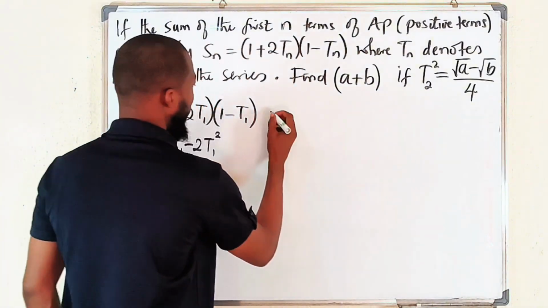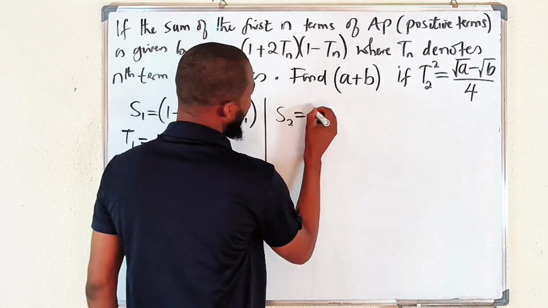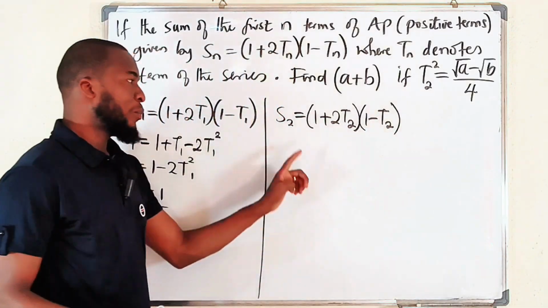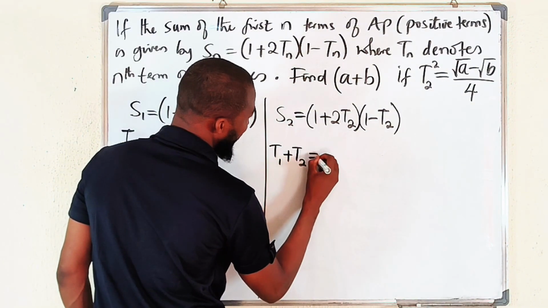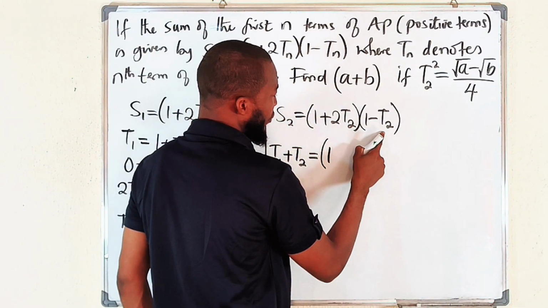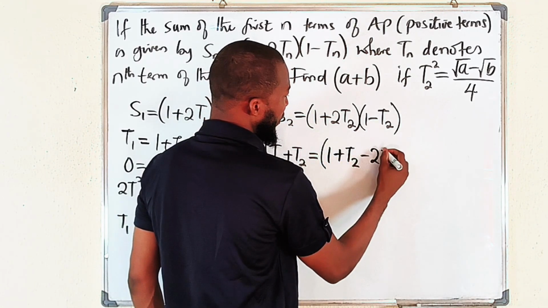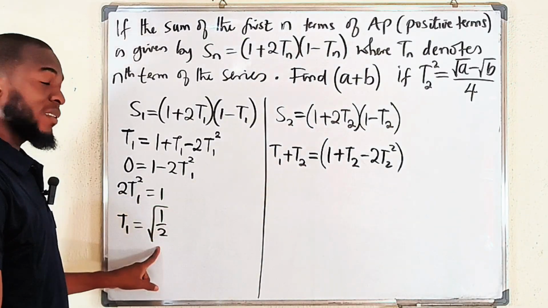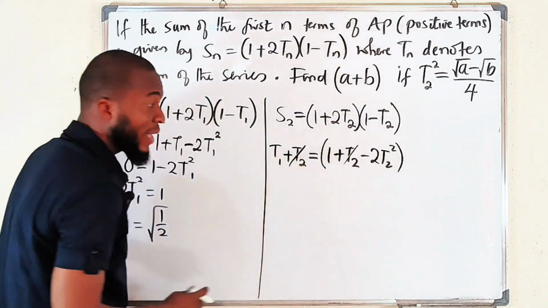Let's go to T2. Then S2, we are going to substitute n equal to 2. This is equal to (1 plus 2 times t2) multiplied by (1 minus t2). But S2, remember, is term number 1 plus term number 2, so we can write it as term number 1 plus term number 2. This time, 1 times 1 is 1, then this plus that will give us positive t2, then minus, multiplying this and that, 2t2 squared. Yes, this is the expansion. But already, we know that term number 1 is this, so we can bring it back.